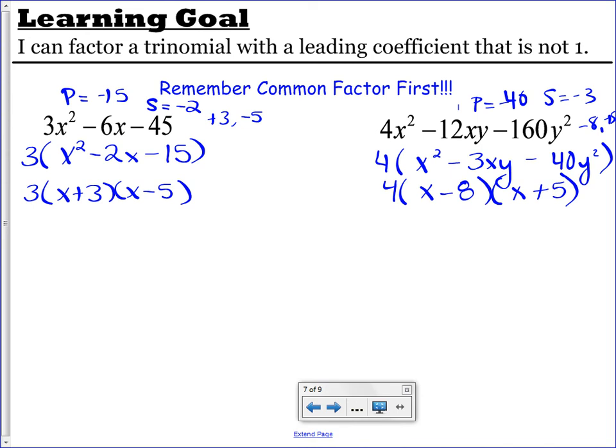What did I forget? Do you see something wrong that I did? I forgot the y's. I need y's at the end. It gets rid of that when you factor. Okay.